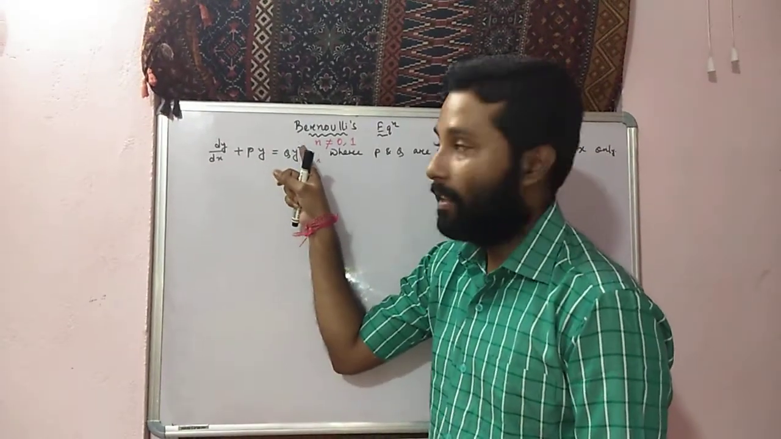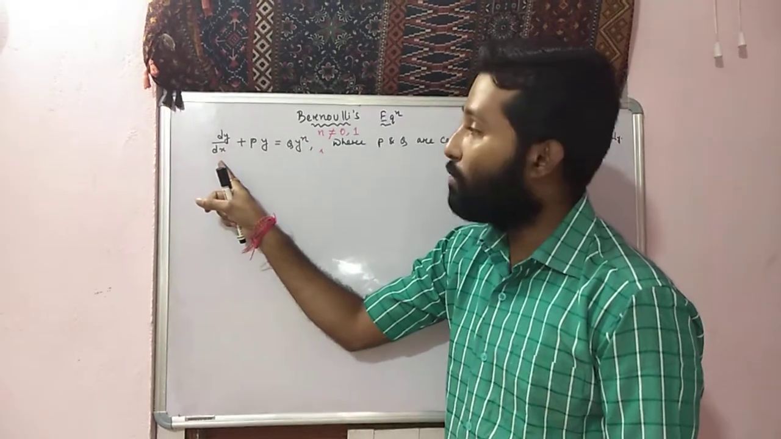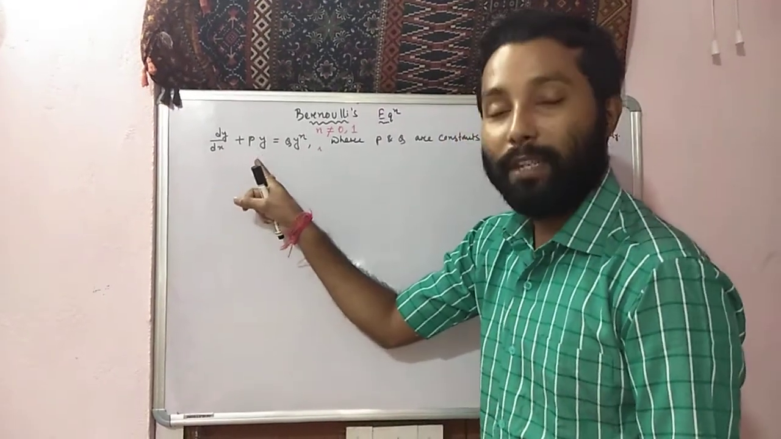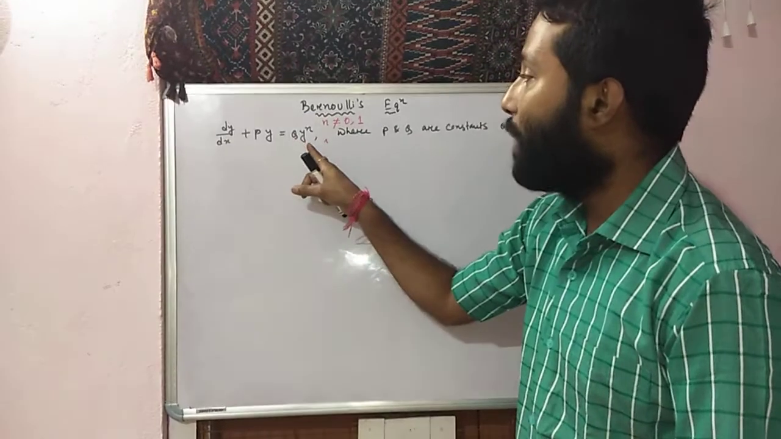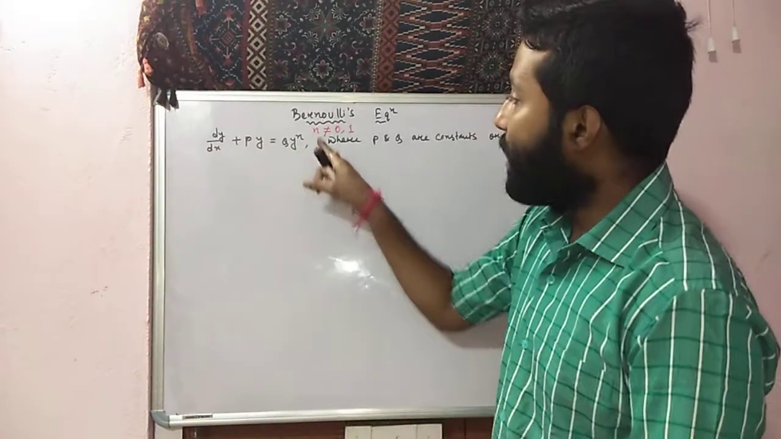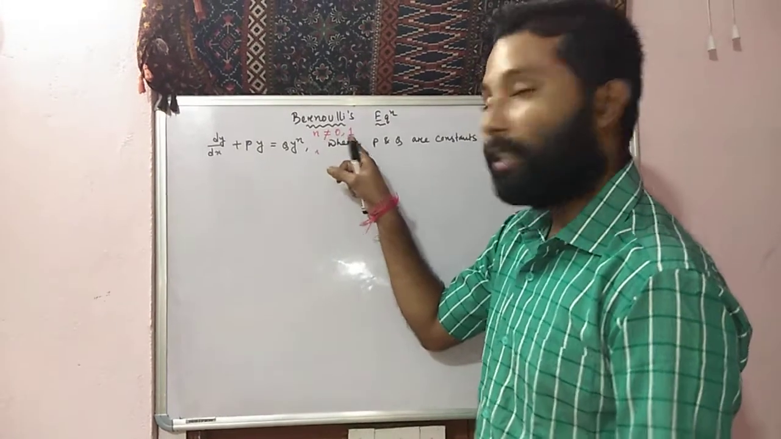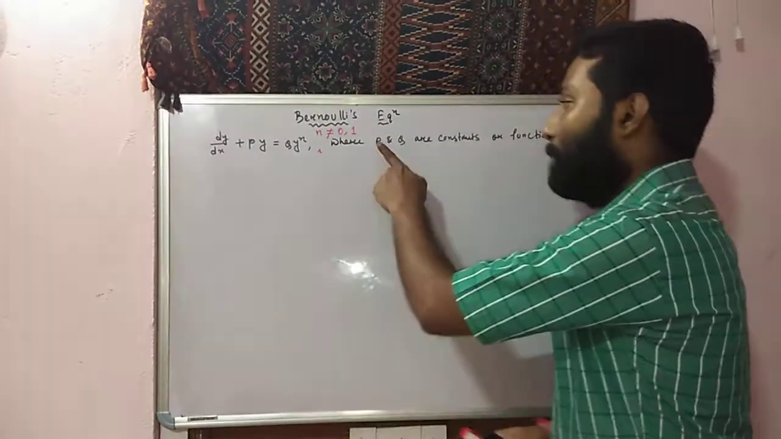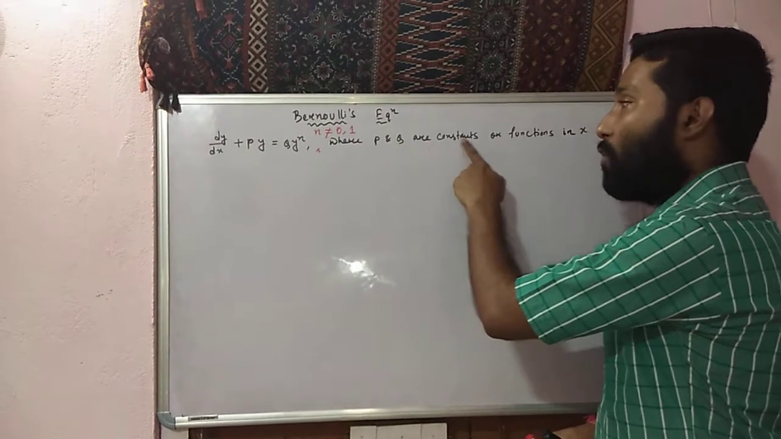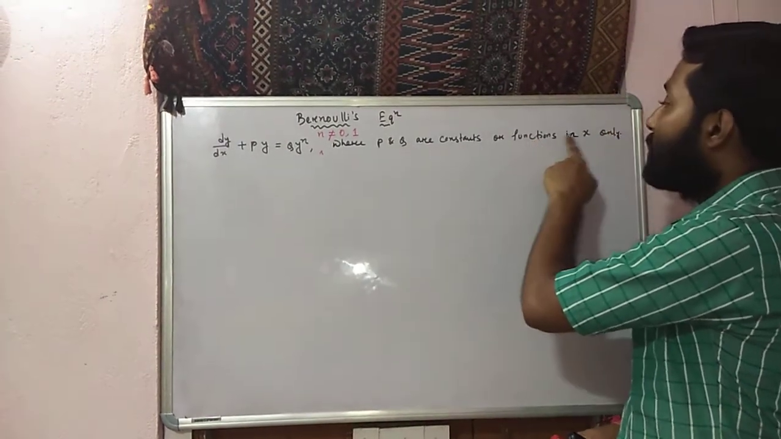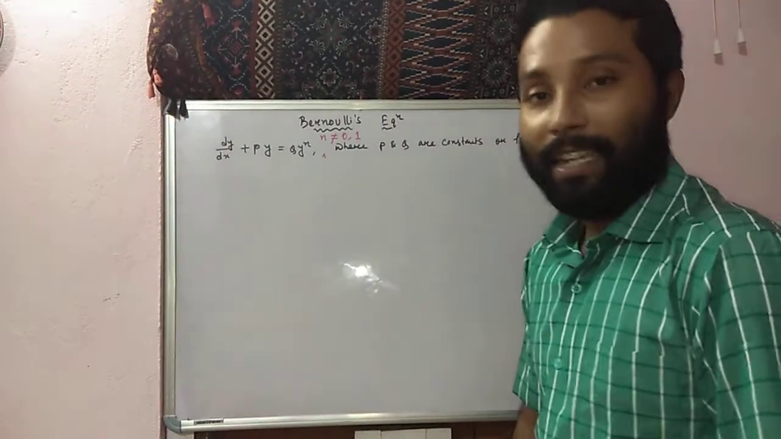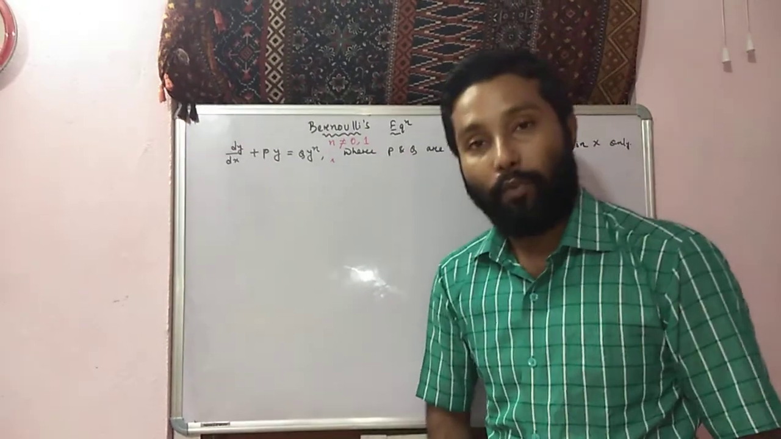An equation in the form of dy by dx plus py is equal to q into y to the power n, where n is not equal to 0, n is not equal to 1, and p and q are constants or functions in x only, is called a Bernoulli's equation.